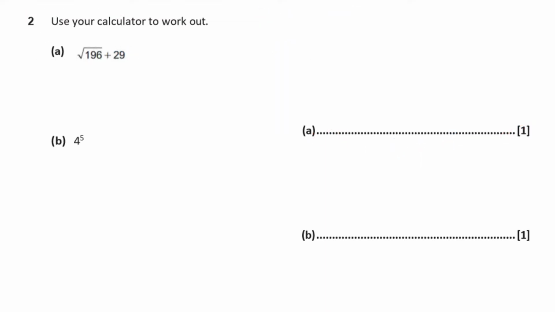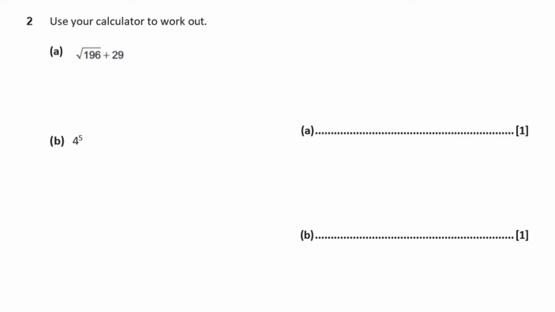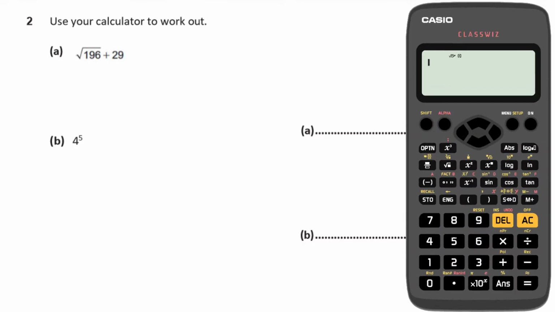Question 2, use your calculator to work out. And part A says root 196 plus 29. So I'm just going to type that in. There's the root key. 196.